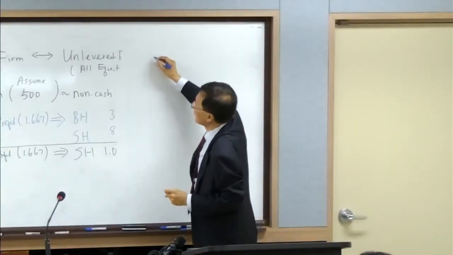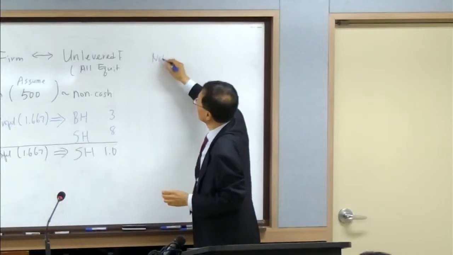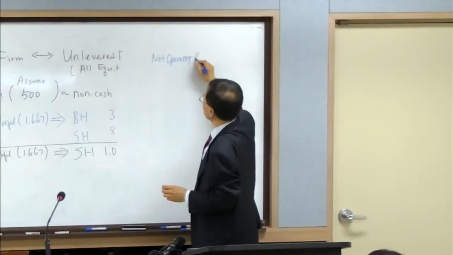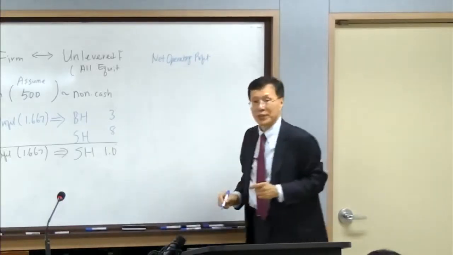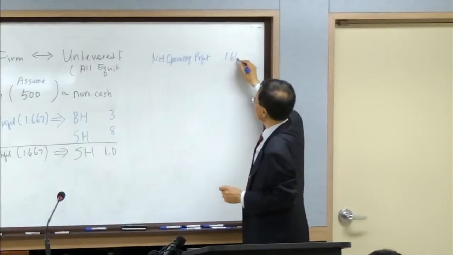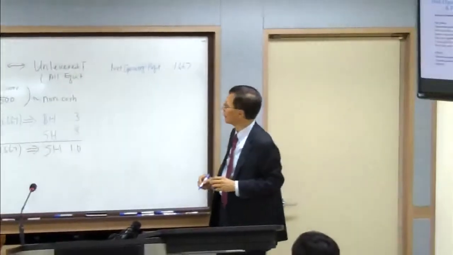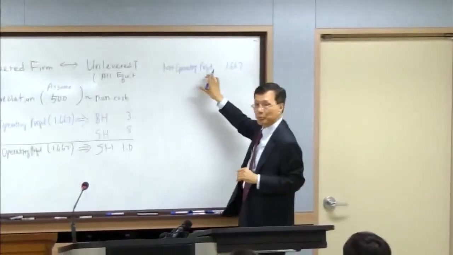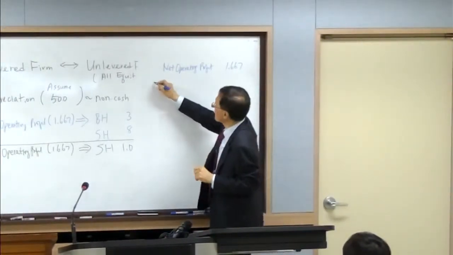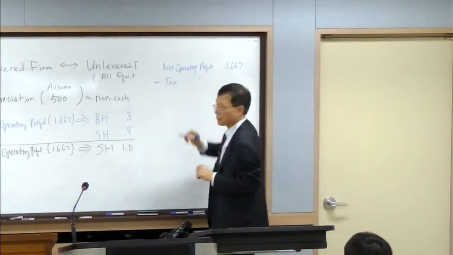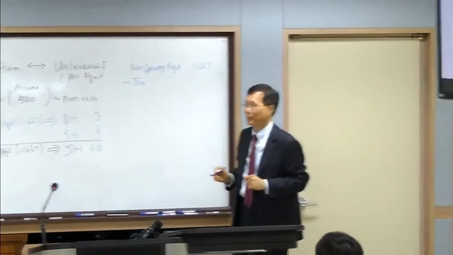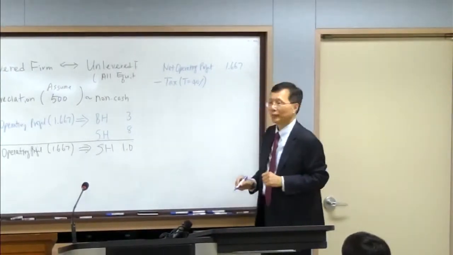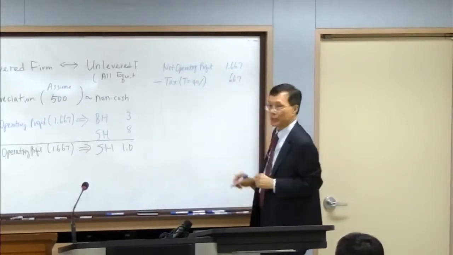Here's net operating profit before tax of 1667. And do not subtract anything. That's net operating profit. Subtract only the tax on this. And the tax rate is 40%. So 667 will be deducted.